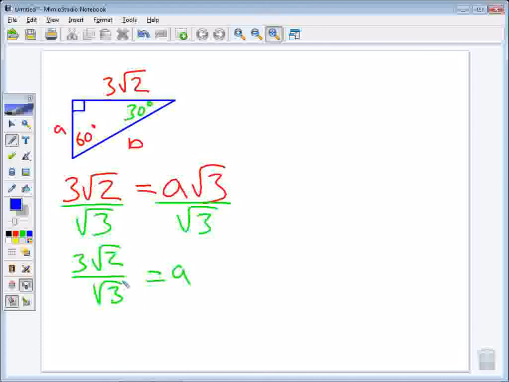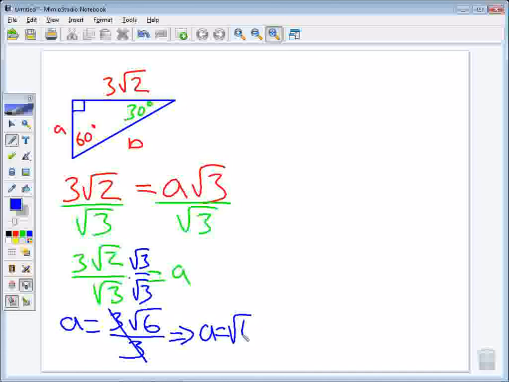I multiply by 1, which is going to be square root of 3 over itself. So I multiply by square root of 3 over square root of 3. This is a 1. So what's root 3 times root 3? It's just 3. So this gives me A equals 3 square root of 6 over 3. Well, looky here. I've got 3 divided by 3. These cancel out, and I now have A is equal to the square root of 6.